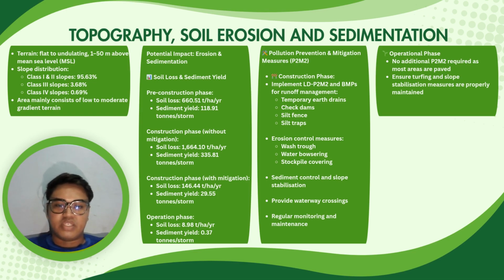Finally, for pollution prevention and mitigation measures, during the construction phase, several control measures are implemented under LDP-M2 and BMPs. These include temporary earth drains, check dams, silt fences, and silt traps for runoff management. In addition, erosion control methods such as water bowsering, stockpile covering, and wash troughs are used. Slope stabilization, sediment control, proper waterway crossing, and regular monitoring are also carried out.